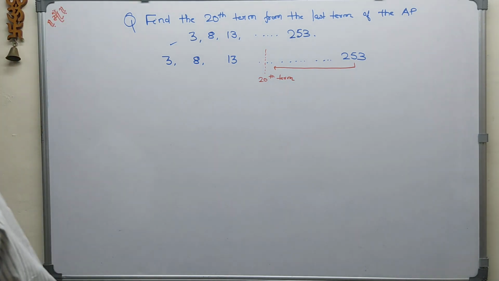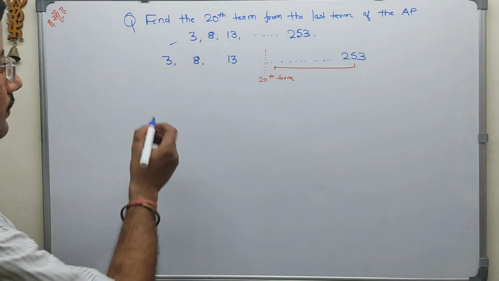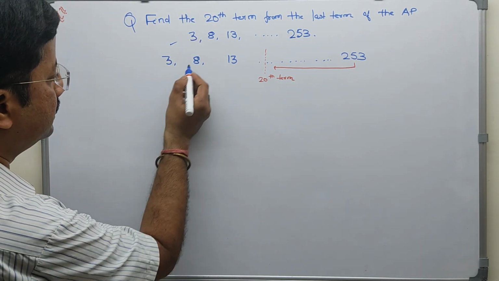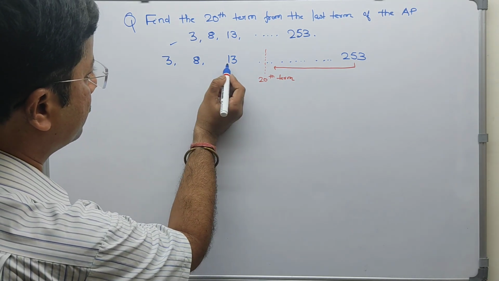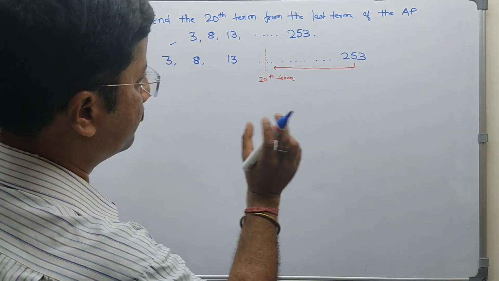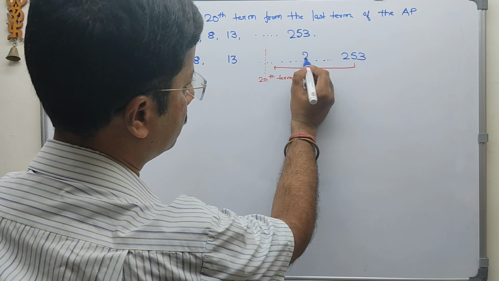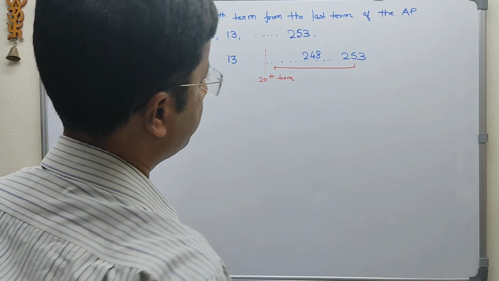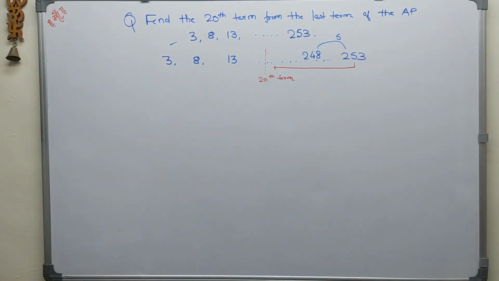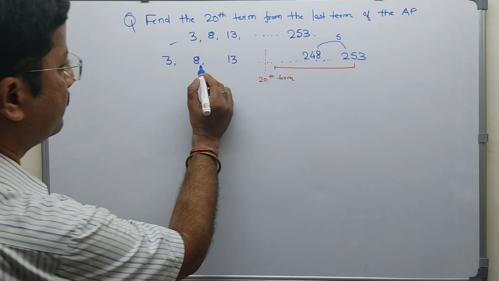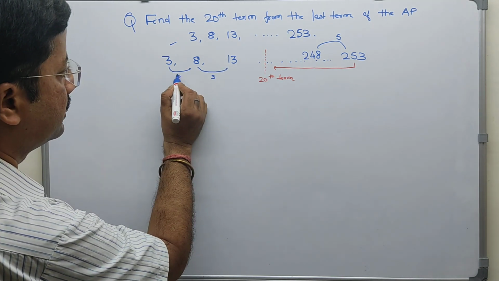If I write the whole arithmetic progression in the reverse order, then there is a difference of 5. You can say 3 plus 5 is 8, 8 plus 5 is 13, so d is 5. Before 253, there will be a number, 248. Then only the difference will be 5, right? Because d equals 5, here also 5, and here also we have 5.